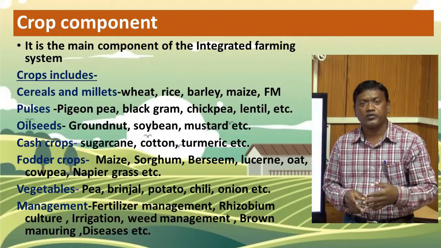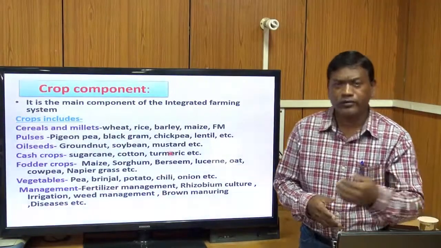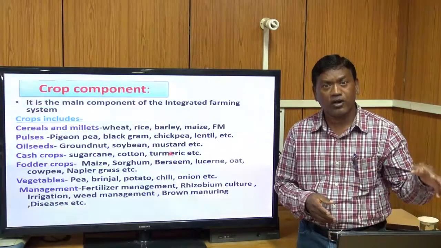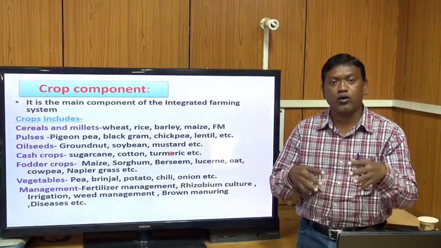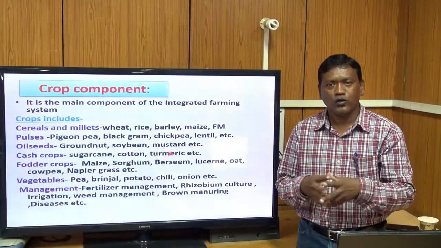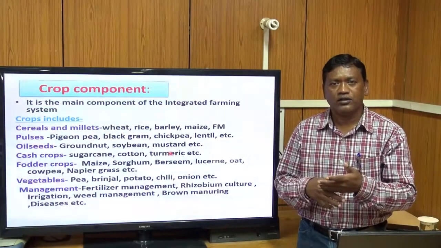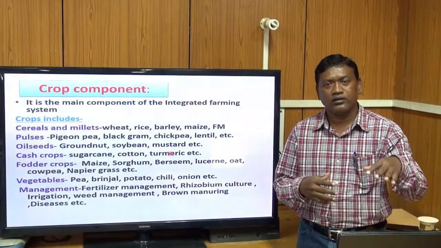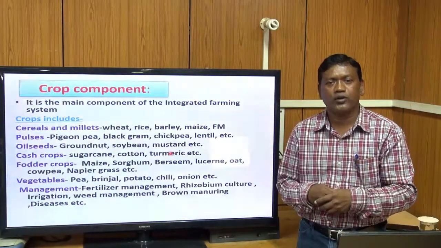Next is the crop substitution. Crop substitution is very important because you grow those types of crops which are in more demand in the market. So you substitute the crops which are in more demand, or you can avoid the crops with less demand. So maximum demand is very important, and you grow crops accordingly. So the crop substitution is very important.